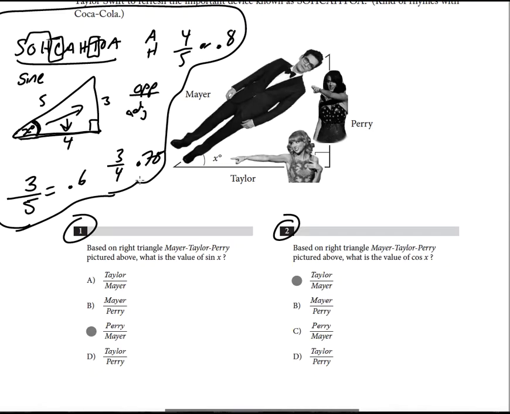So now let's utilize that information and try a problem that you probably wouldn't face on the SAT. I mean, you never know, but probably not. But it is exactly the same type of question you would face on the SAT. All we've done here is instead of giving you numeric values for these side lengths, we've put John Mayer, Taylor Swift, and Katy Perry. Based on the right triangle Taylor Perry pictured above, what is the value of sine of x? Sine of x would be opposite over hypotenuse, so that would be choice C.